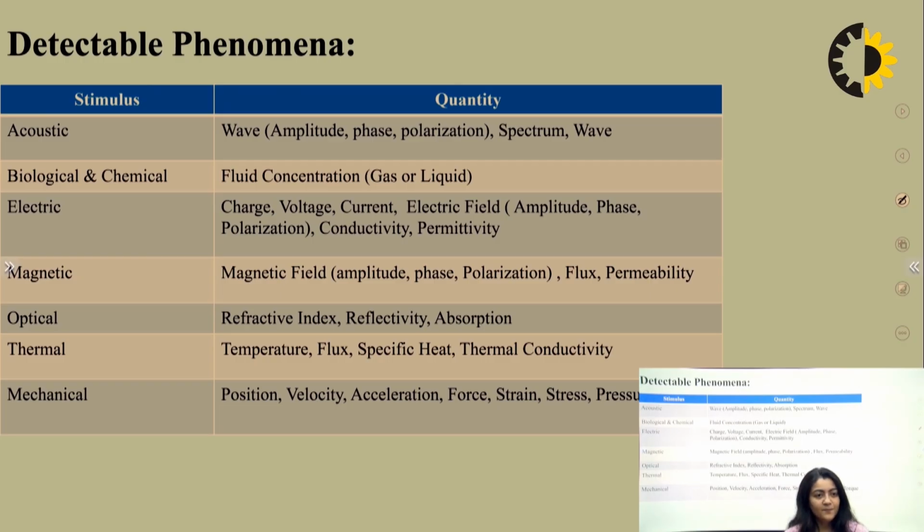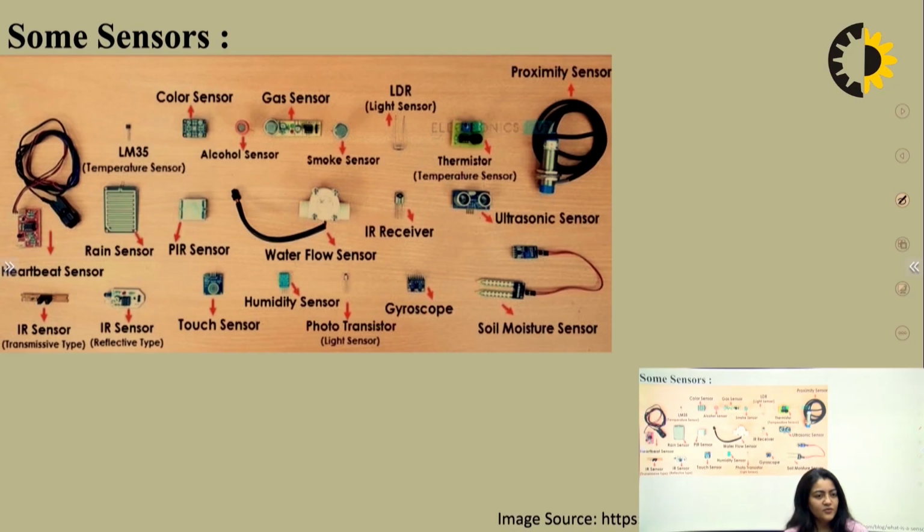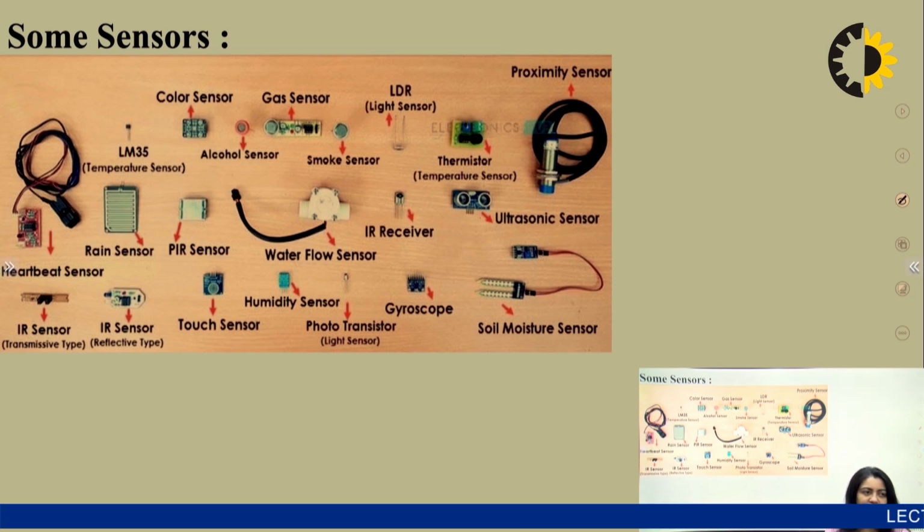So you see, any kind of parameter can be detected and measured using sensors and transducers. I use the words sensor and transducer as analogous words. We will discuss later what the difference between a sensor and a transducer is. These are some of the sensors that are available and that you go through as a student in your laboratories.